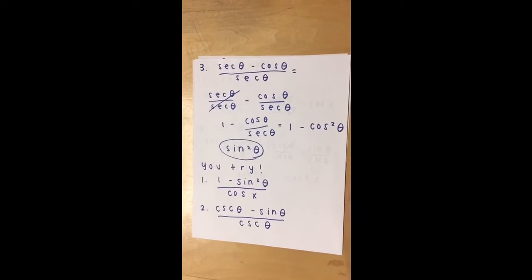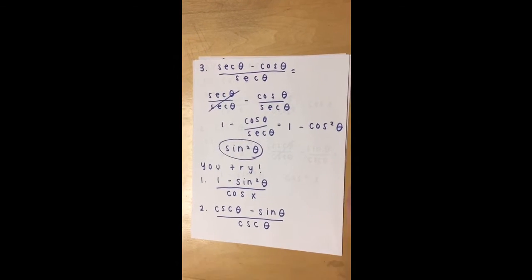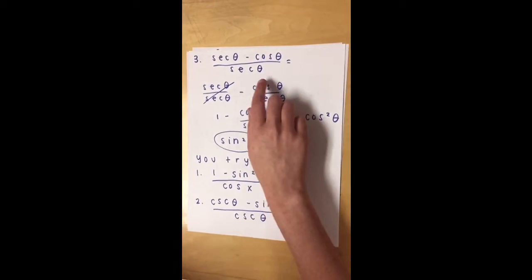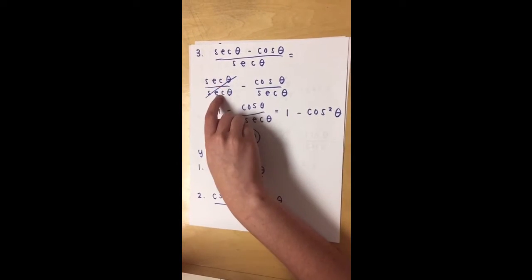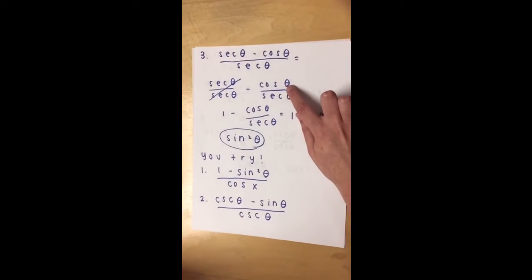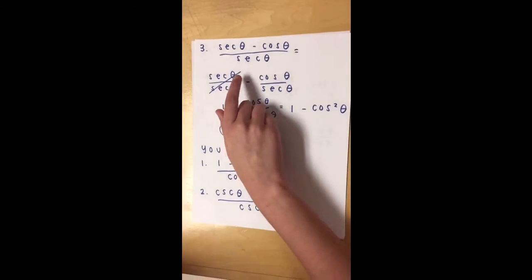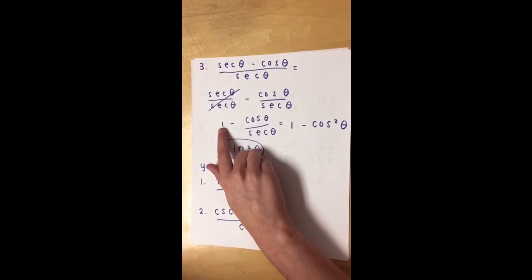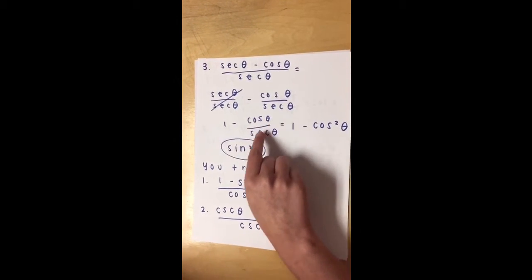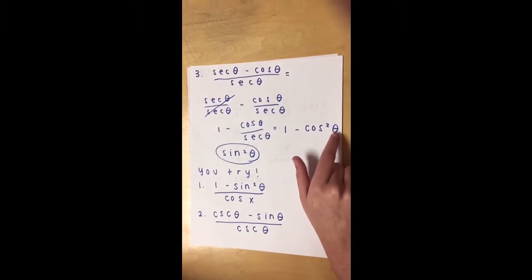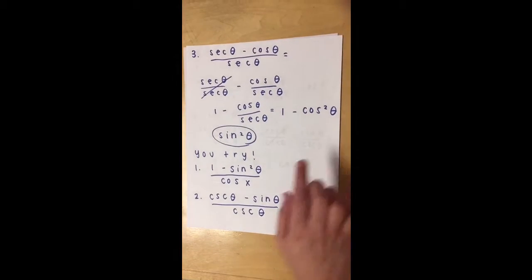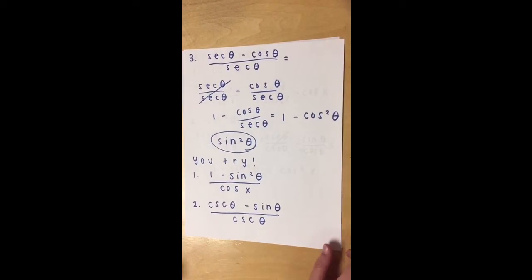Number 3, secant minus cosine over secant. So what I did was I broke it up. You know that this is equal to secant over secant minus cosine over secant. And then you know that secant over secant is just 1, minus cosine over secant, which is equal to 1 minus cosine squared, which is equal to sine squared. So you try.